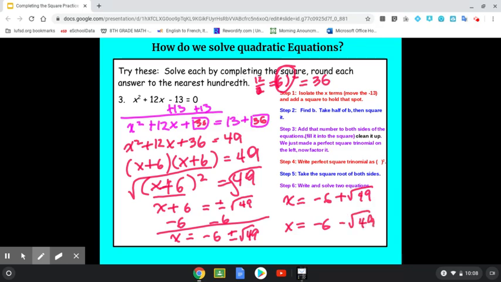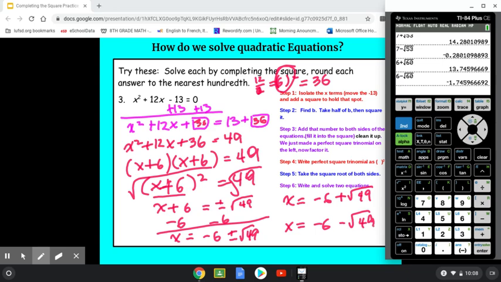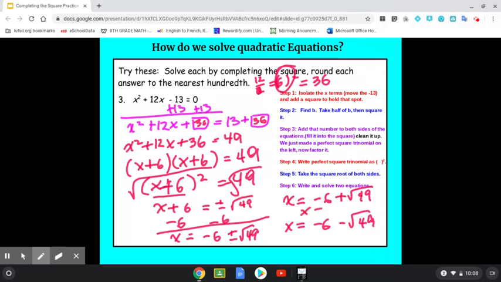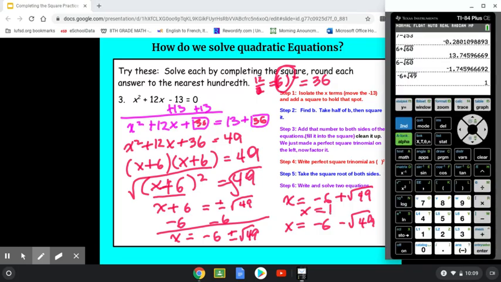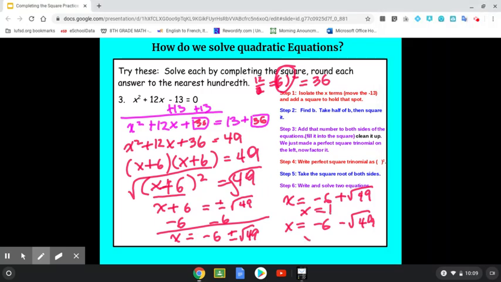Okay, so now we'll plug it in our calculator. We're going to do negative 6 plus second x squared 49. Enter. We get 1. So we get x equals 1 here. And then we get negative 6 minus second x squared 49. We get negative 13. So those are our two answers. Now, again, we're not going to be able to round it to the nearest hundredth because there is no hundredth spot here. These are considered rational roots. So those are our two answers, okay?